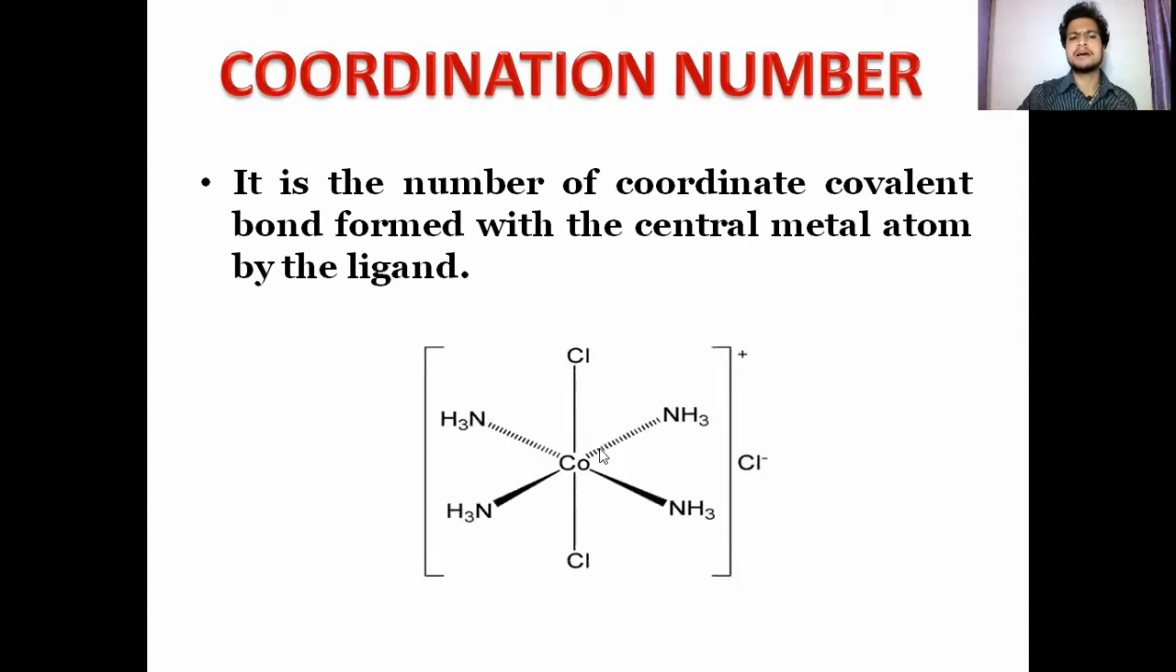Like I have taken one example over here. You can see clearly cobalt. Cobalt is forming how many bonds? 6 bonds. You can see clearly 4 with ammonia and 2 with chloride. So the number of bonds is 6, so the coordination number is 6. If it is 5, it will be 5. If it is 4, it will be 4. So see the number of bonds.